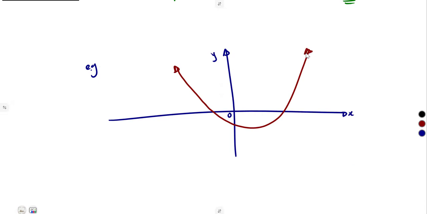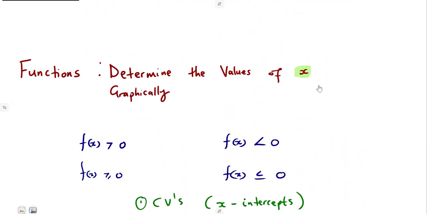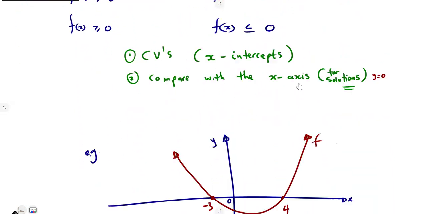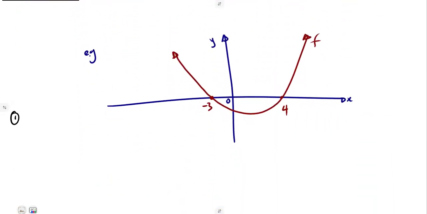This is your f with the x-intercepts at -3 and at +4. Those are the x-intercepts. Then the questions can just be given anyhow. Let's say we want to determine the values of x graphically for which, number one, f of x is greater than 0.